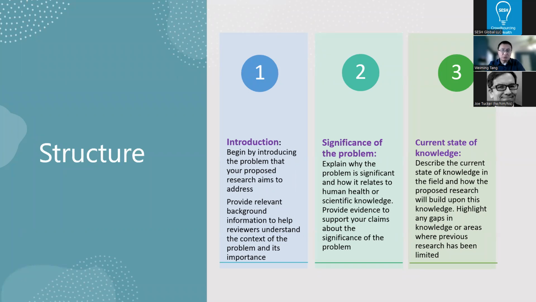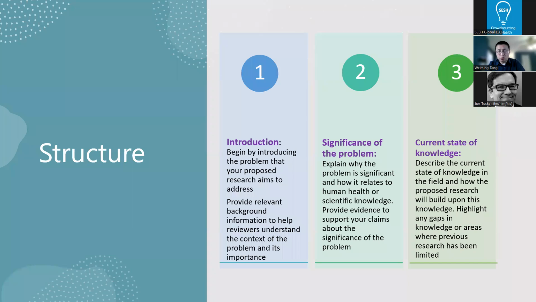The second part you want to mention is actually the significance of the problem. Explain why the problem is significant and how it relates to human health or scientific knowledge, and provide evidence to support a claim about the significance of the problem. In here, you need to mention why your proposed research problem is important, how this will actually impact human health, etc.